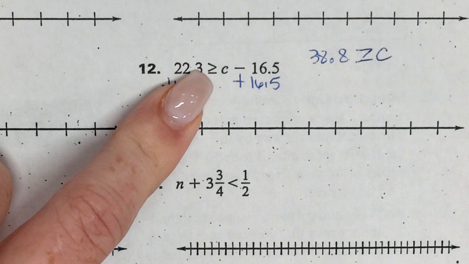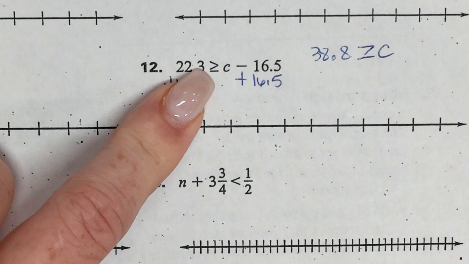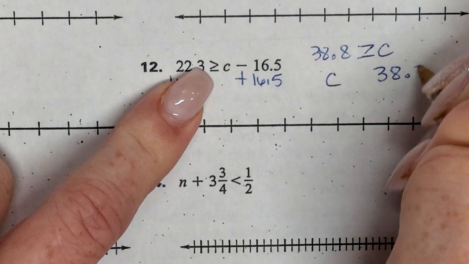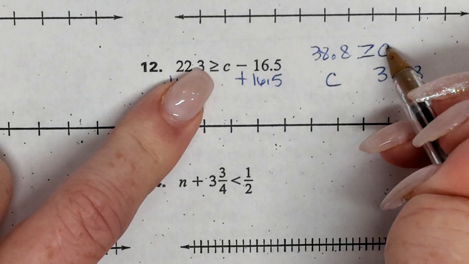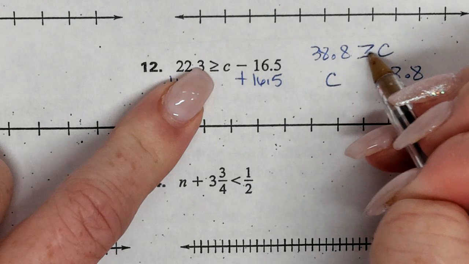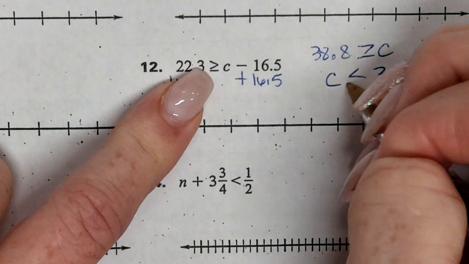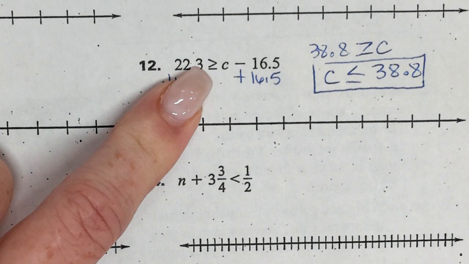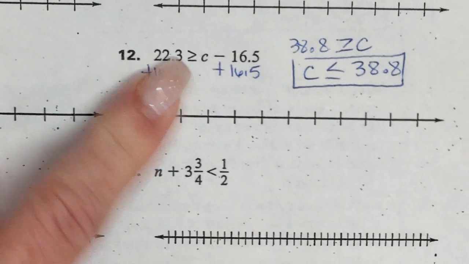But in order to graph this, it makes way more sense if the C is on this side. So C, read it backwards, C is what? Less than or equal to 38.8. That is your answer. Does that make sense?